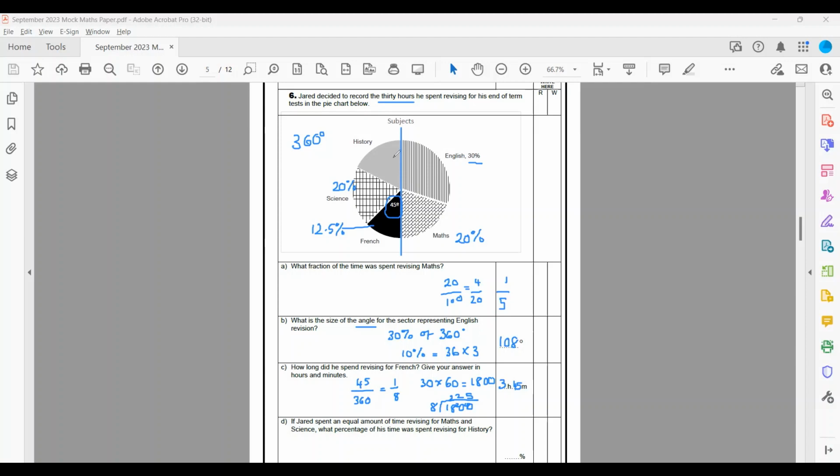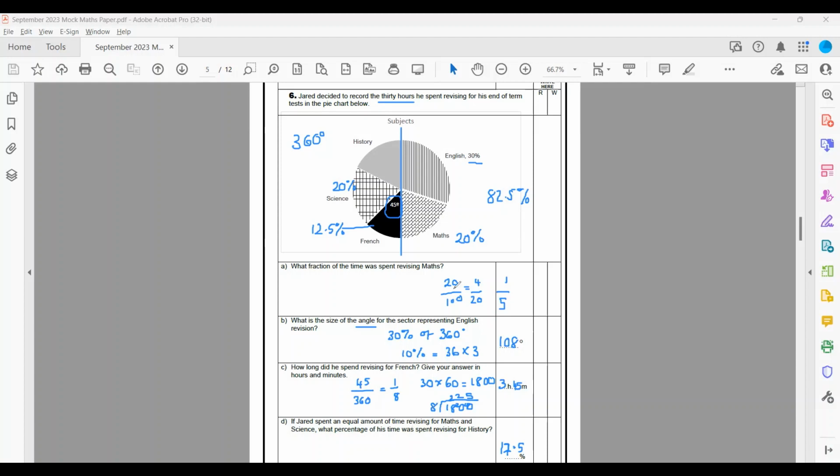So we now have the percentages for four of the sectors. So we can work out the fifth because the whole sector would be 100%. So we've got 30, 50, 70, 82.5% is accounted for. So if we take that away from 100%, we would end up with 17.5% of his time was spent revising for history.